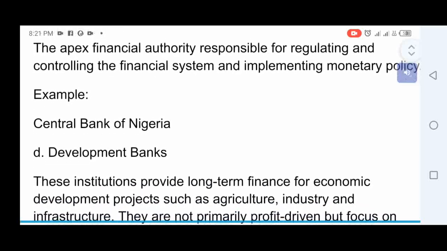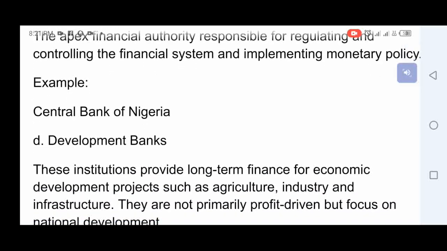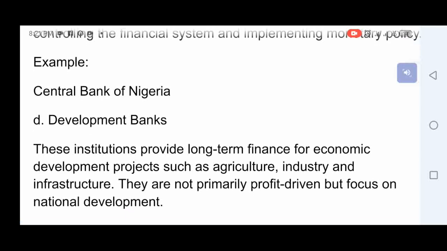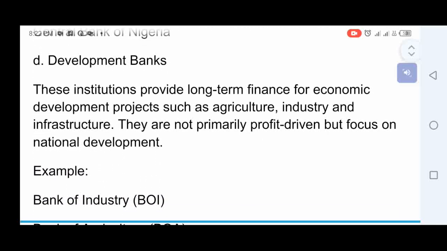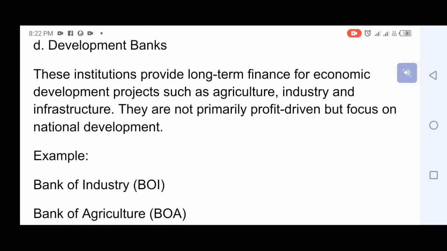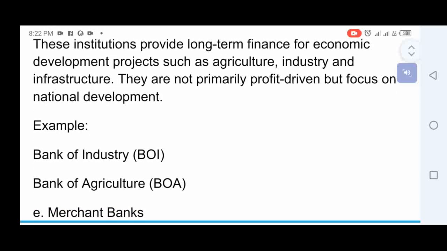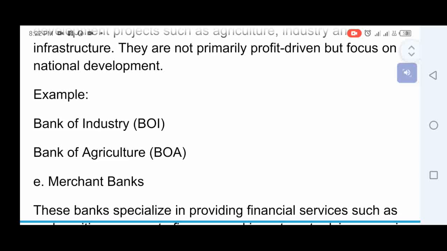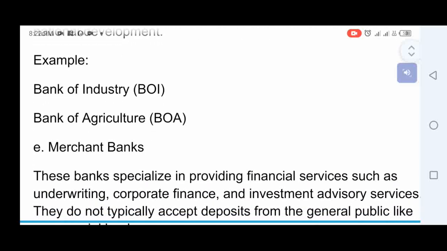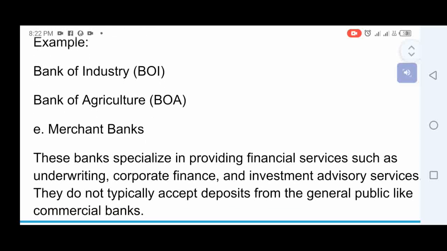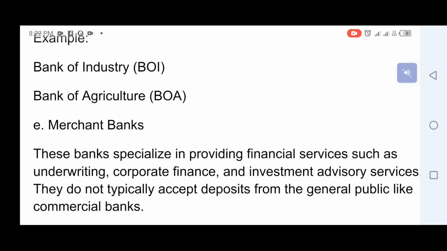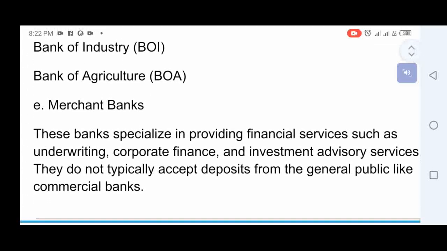D. Development banks. These institutions provide long-term finance for economic development projects such as agriculture, industry, and infrastructure. They are not primarily profit-driven but focus on national development. Example: Bank of Industry (BOI), Bank of Agriculture (BOA). E. Merchant banks. These banks specialize in providing financial services such as underwriting, corporate finance, and investment advisory services. They do not typically accept deposits from the general public like commercial banks.